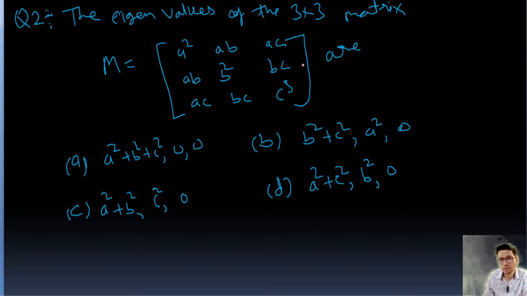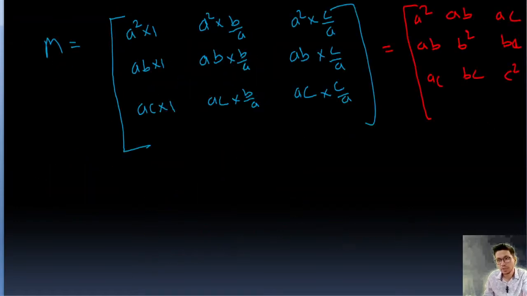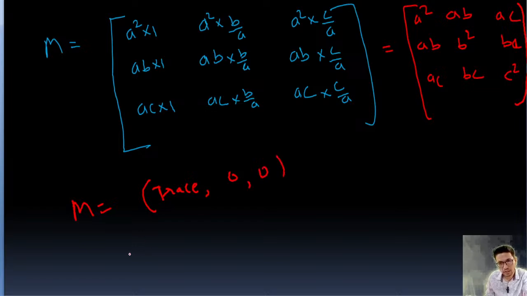Okay, so look at the same matrix. C square base, right? So we can write this matrix as a scalar multiple of any rows and column. This one. So it means the eigenvalues of M are trace comma 0 comma 0. Trace means sum of diagonal elements, this is A square plus B square plus C square. These are the diagonal elements, right? So A square plus B square plus C square comma 0 comma 0.